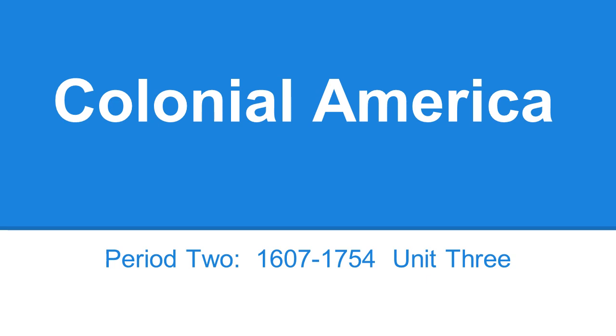In this unit, we're going to talk about how the first colonies were developed in America, and so therefore it is named Colonial America. Make sure you know it is period 2, 1607 to 1754, and we are currently in Unit 3.